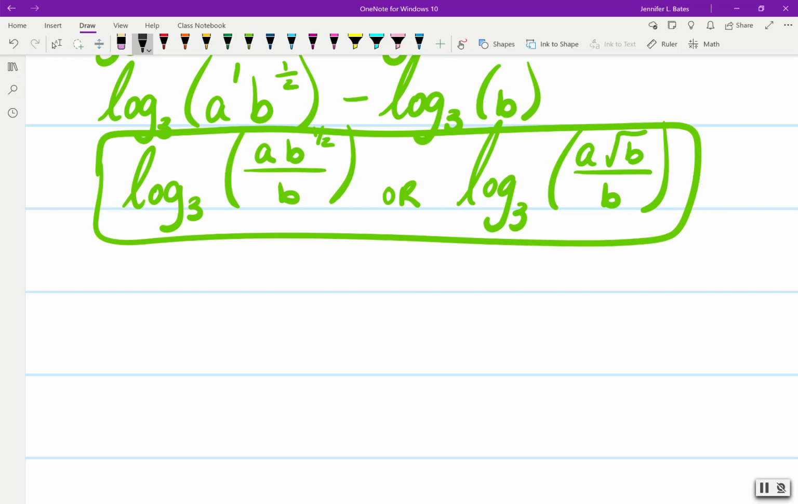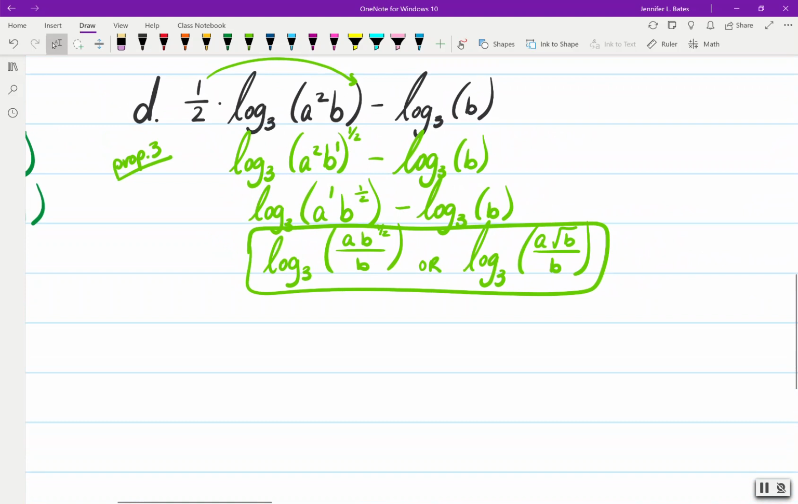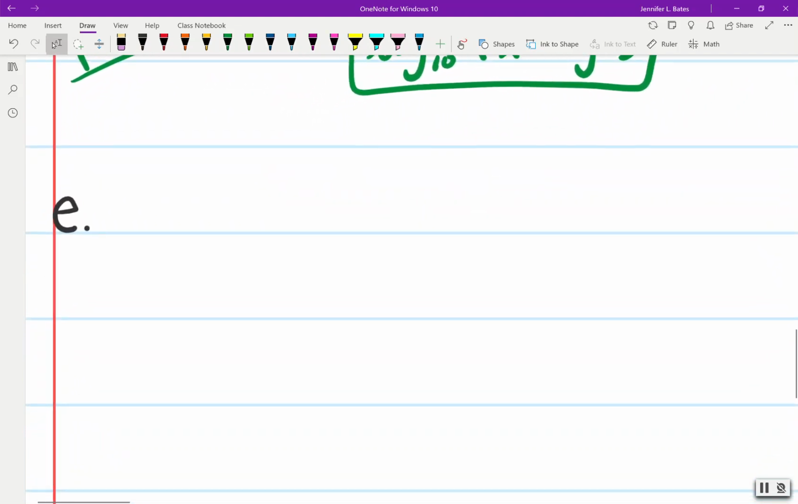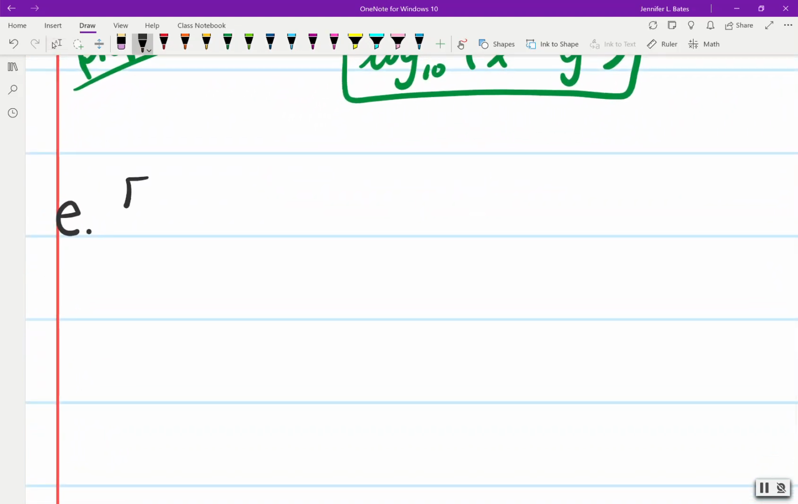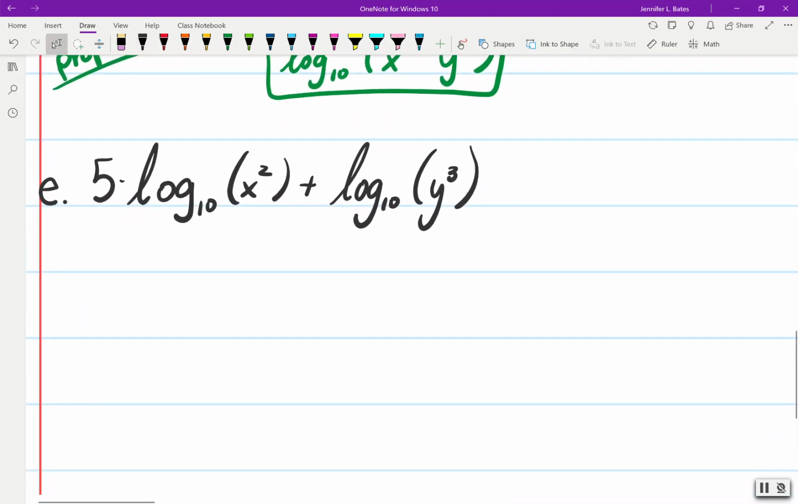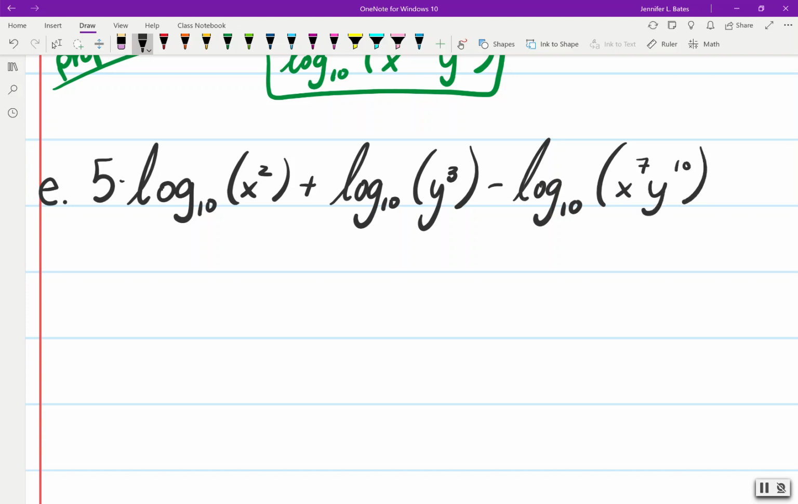All right, let's do another one. We'll call this example E. In example E, we are given 5 times the log base 10 of x squared plus log base 10 of y cubed minus log base 10 of x to the 7th y to the 10th.